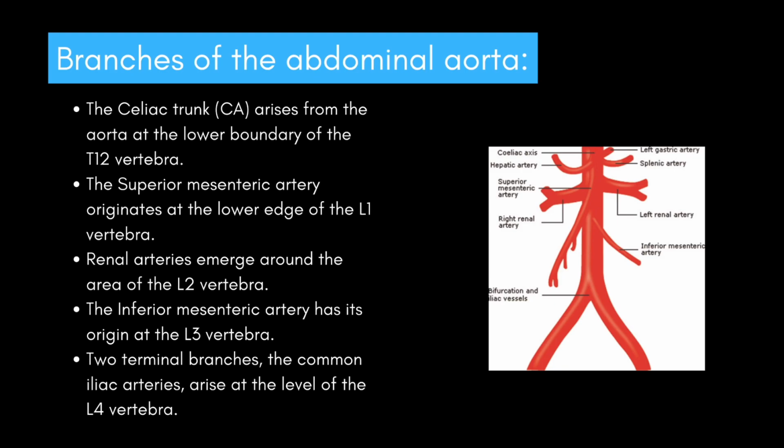So I'd like to open up today by talking about the branches of the abdominal aorta. The celiac trunk, known as CA for shorthand, arises from the aorta at the lower boundary of the T12 vertebra. The superior mesenteric artery, shorthand SMA, originates at the lower edge of the L1 vertebra. Renal arteries emerge around the area of the L2 vertebra. The inferior mesenteric artery has its origin at the L3 vertebra, and two terminal branches, the common iliac arteries, arise at the level of the L4 vertebra. I have a nice picture to the right to give you a visual representation of the different types of arteries found as branches of the abdominal aorta. Let's go ahead and move on.